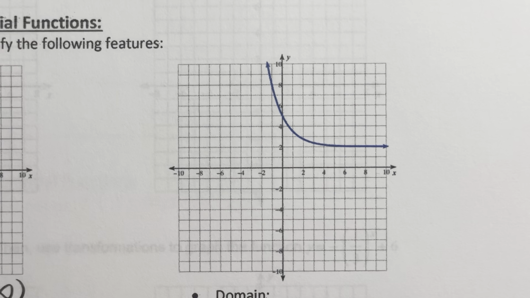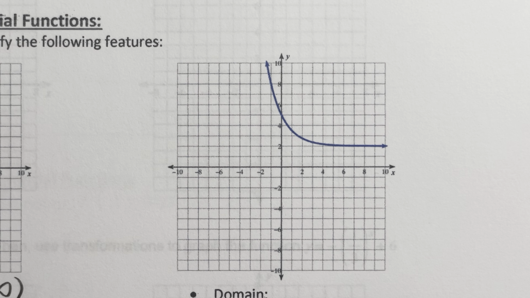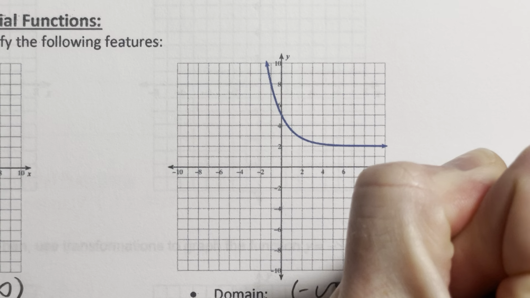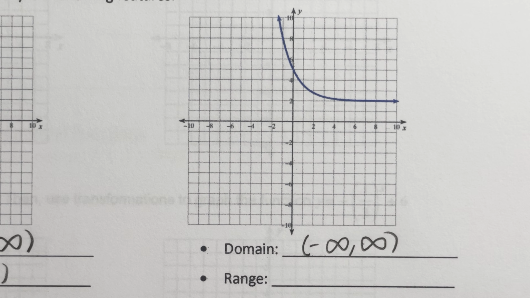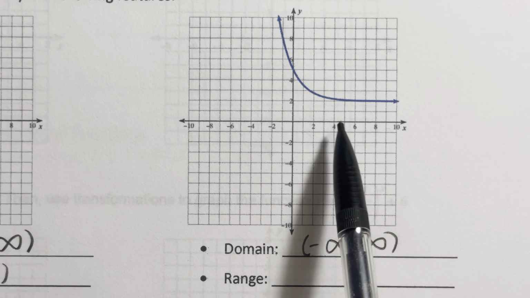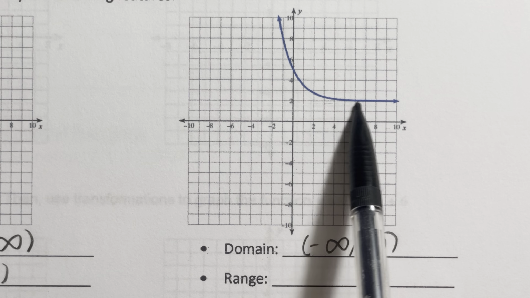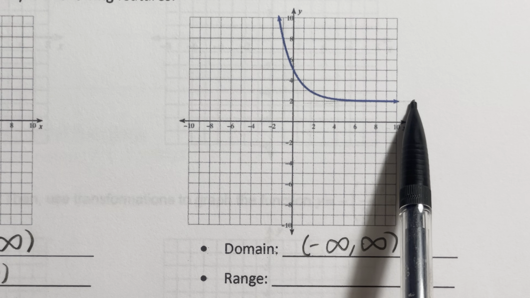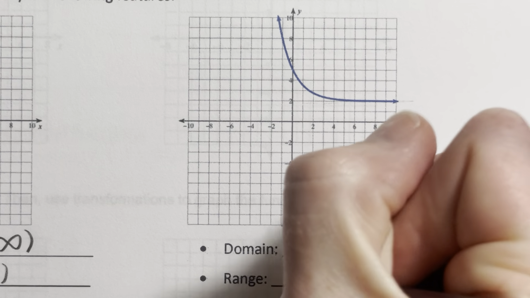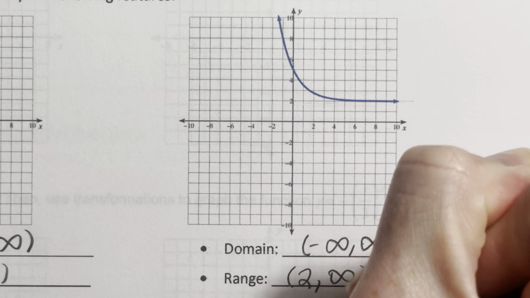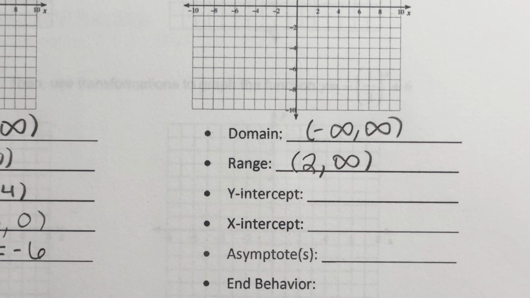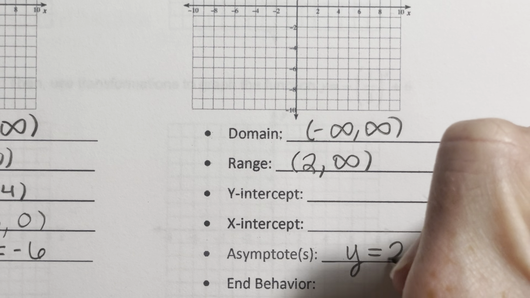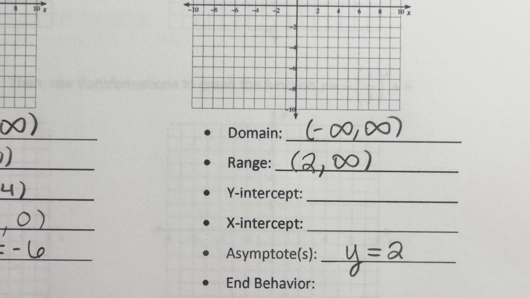So now we have a second graph here. It's still an exponential function. Its domain is negative infinity to positive infinity. The range of that function is impacted by the asymptote. There's a horizontal asymptote. We can see it level off at 2. So the range of this function is 2 to infinity. Notice I'm not including that 2, and that's because there is an asymptote at y equals 2, that horizontal asymptote.